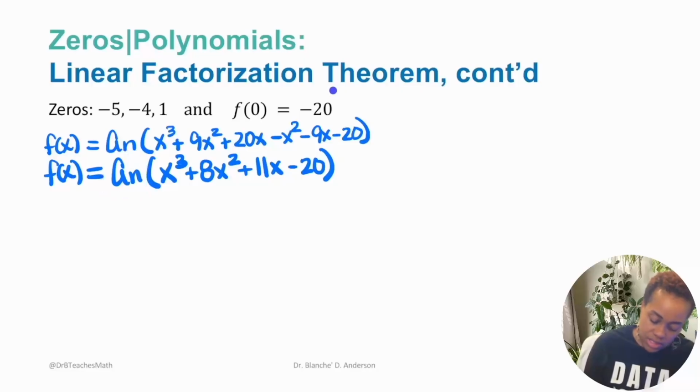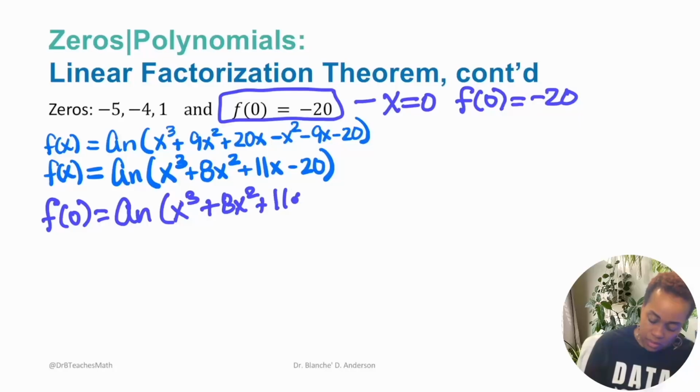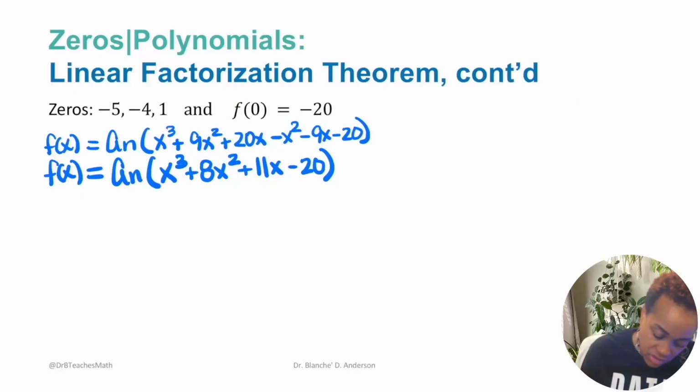Well, they tell us here that if we set x equal to 0, then f of 0 is going to be equal to negative 20. So if we plug f of 0 in here, we're going to have a sub n times this whole thing here. And they're saying we could set that equal to negative 20. So that's what we're going to do. Okay. And then when we substitute 0 into all these x's, we'll be able to solve for a sub n. So let me show you how that's going to look.